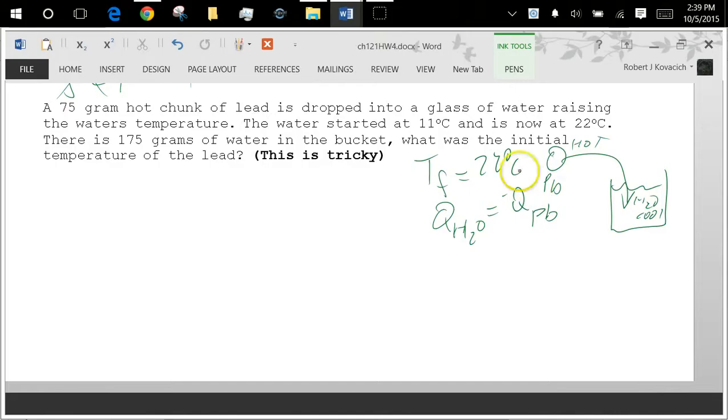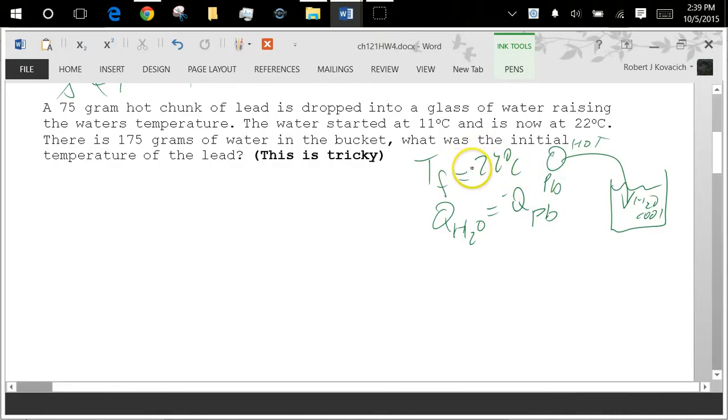So back to this. I know that the lead's final temp is 22. What I need to know is how much Q it gained, because then I can calculate what its initial temp was if I know how much heat it gained. So what do I need to realize has happened?